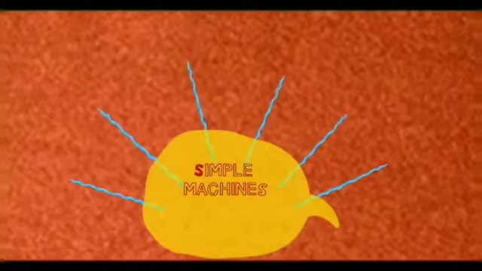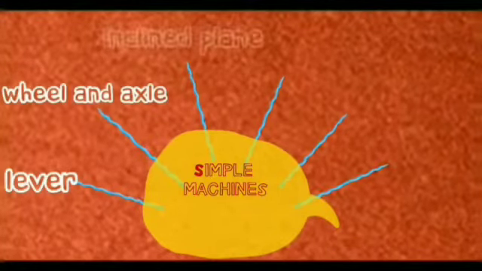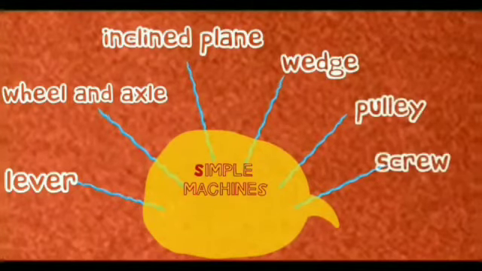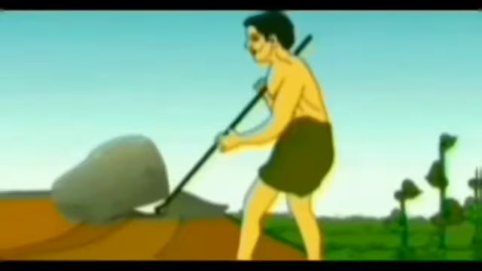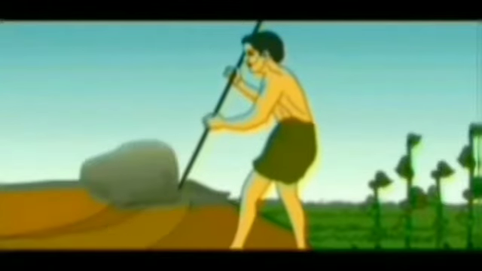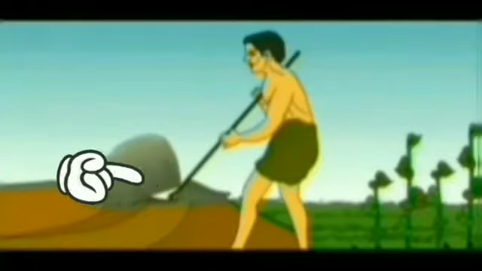There are 6 types of simple machines: lever, wheel and axle, inclined plane, wedge, pulley, screw. Let's learn about them one by one. Number 1. Lever. In order to move a big stone with hands, a person needs to apply a lot of force. But if a small stone is kept as a support below the rod and force is applied from the other end, the stone moves with less effort.